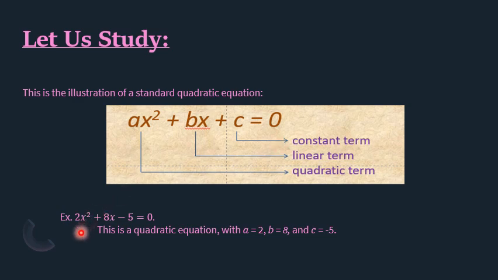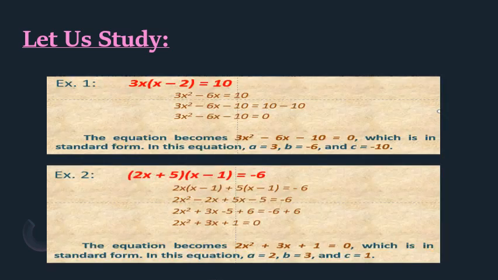Example, 2x squared plus 8x minus 5 is equal to 0. This is a quadratic equation. Kaya naka-standard form man siya. Tapos, ang value sa a, mao ni ang quadratic term. So, ang value niya sa a is only the 2. Dili ang 2x squared, 2 lang siya. Ang value sa b is the positive 8. And the value sa c is the negative 5. So, this is an example of a standard form of a quadratic equation.